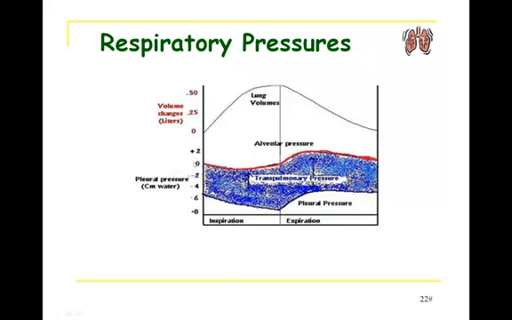Notice what happens during inspiration. Alveolar pressures initially decrease. Okay? So again, why are alveolar pressures decreasing? They're decreasing because you've increased the volume of the thoracic cavity. The diaphragm contracted. The external intercostals contracted. Volume has increased, so pressure has decreased. So you see the pressure decrease as lung volume increases.